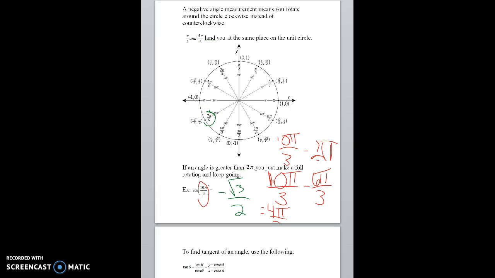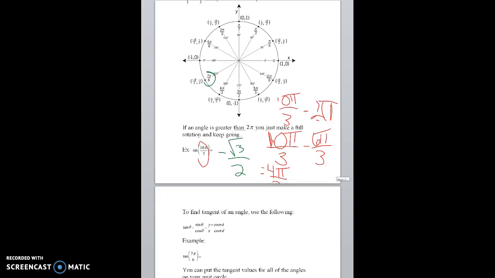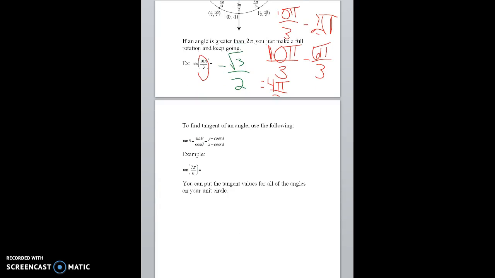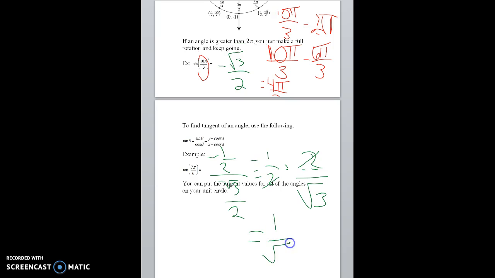So the y-coordinate is negative 1/2. The x-coordinate is negative root 3 over 2. So negative 1/2 divided by negative root 3 over 2. Sorry, it's hard to draw small with my finger. That gives you negative 1/2 times negative 2 over root 3. The 2's cancel. Negative times negative is a positive, so you get 1 over the square root of 3.